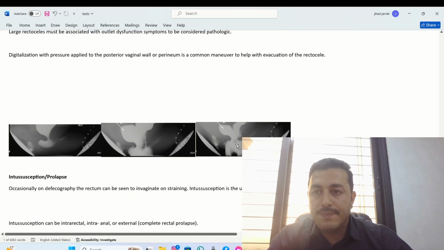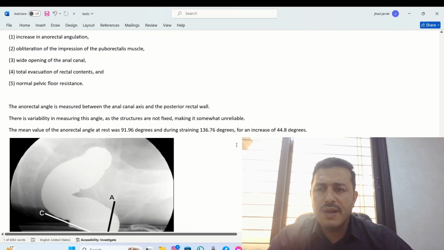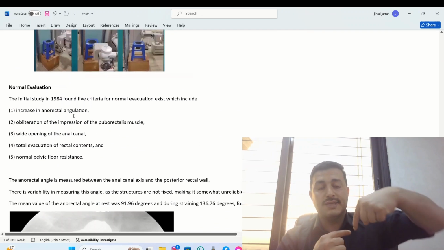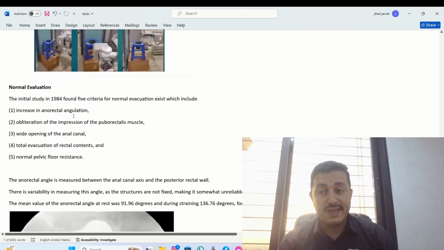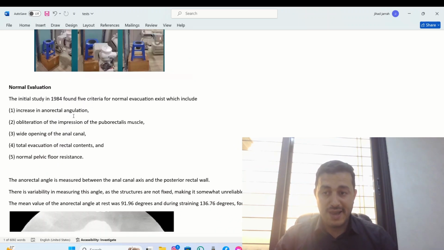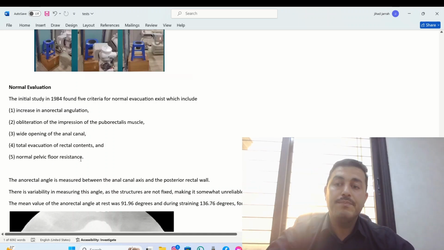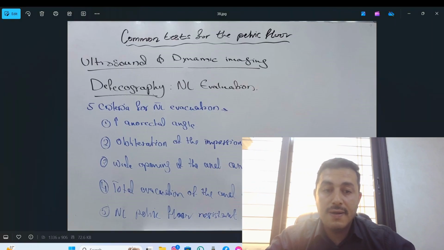So we said the five parameters for normal evacuation. Let's summarize them again: increase in the anorectal angle, obliteration of the impression of the puborectalis, widening of the anal canal, and total evacuation of the content, with normal pelvic floor resistance. This is based on the pubococcygeal line.